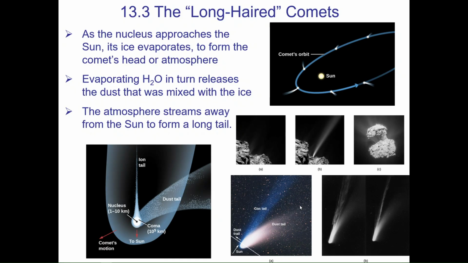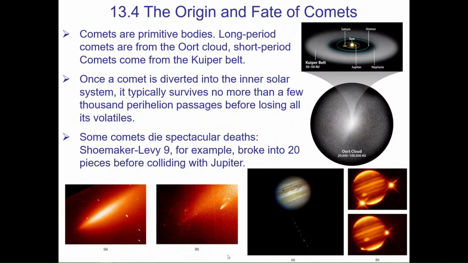You can also imagine that as comets make several journeys into the solar system, they will definitely lose a lot of their material, right? Because it all becomes gas and dust that flies away in space. Where do the comets come from?